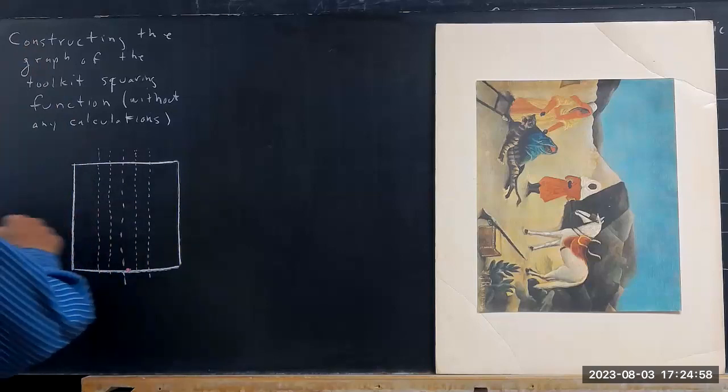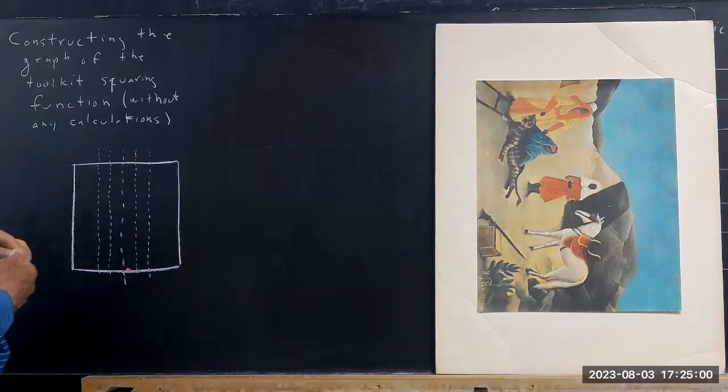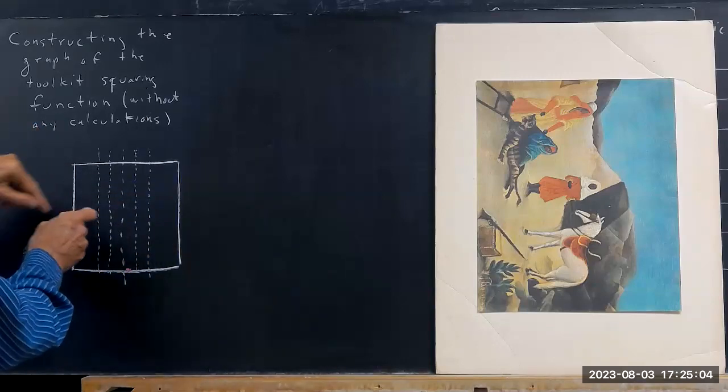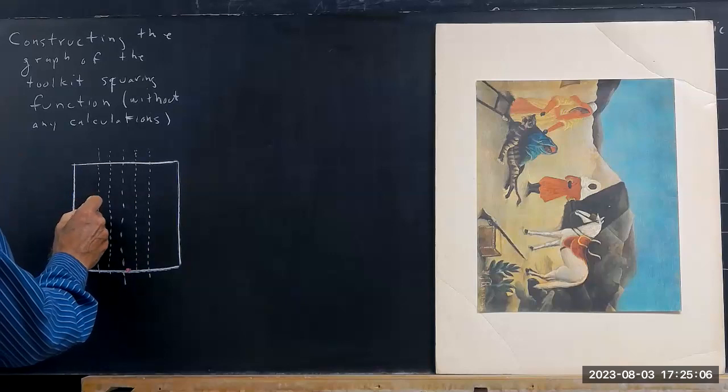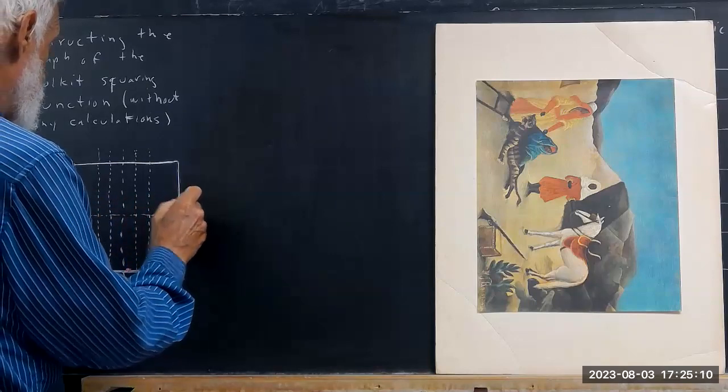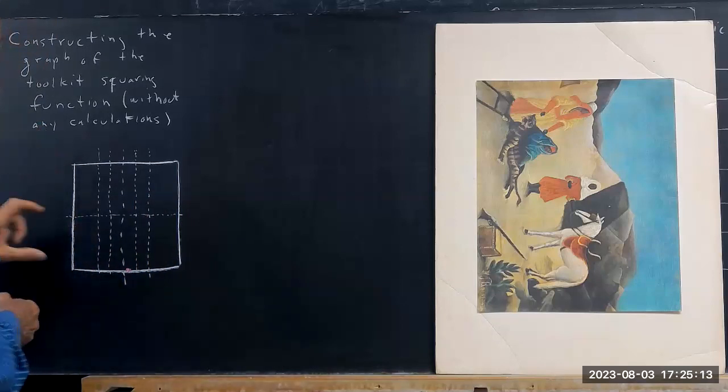Okay. Now, I'm going to attempt to cut the rectangle in half horizontally. So that ought to be about the halfway point. I'm not going to check it. Let's just see how it works.